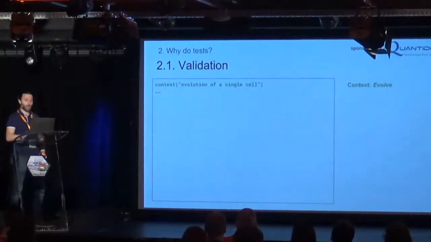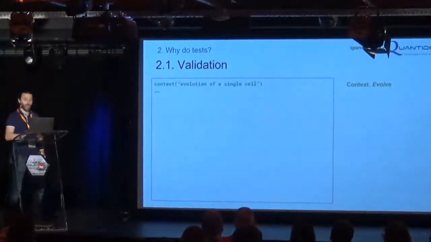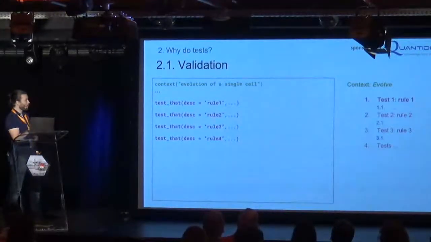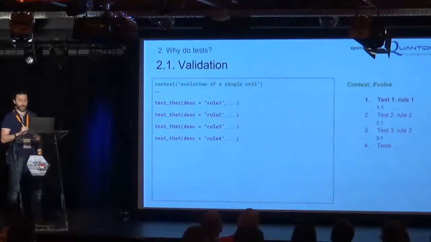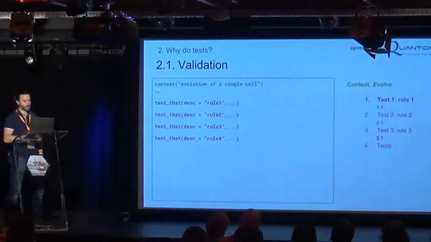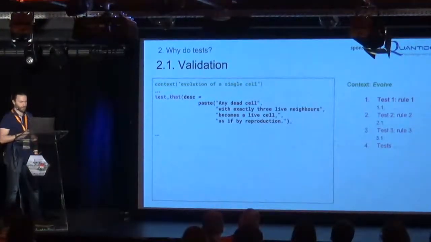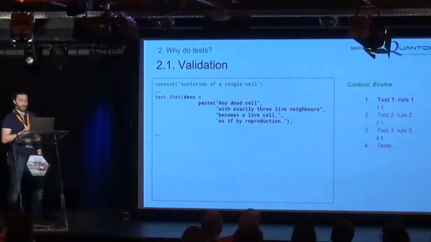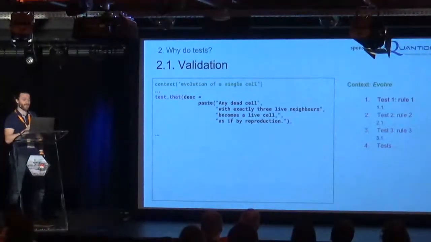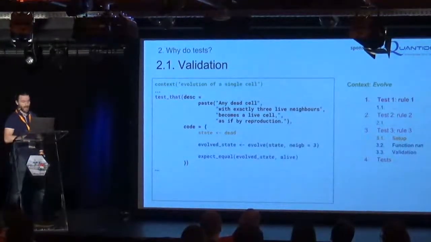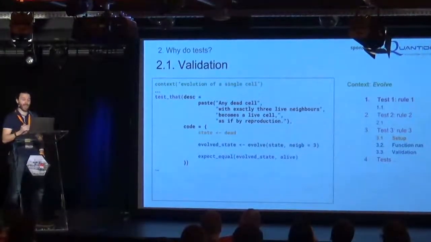Each context is composed of several tests which validate the code in a particular situation. Here we have 4 particular situations, the 4 rules. Here we see the 3rd rule. Each test has a prose description and its code implementation. The former is representing the requirements, the latter an example of using the function we are developing.